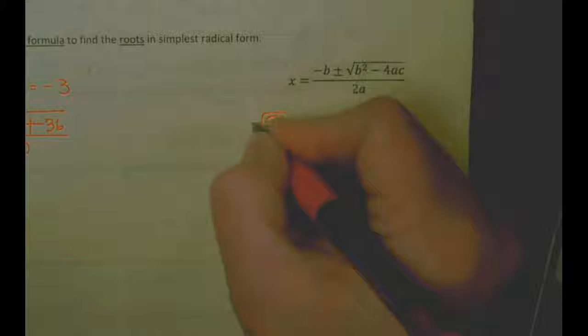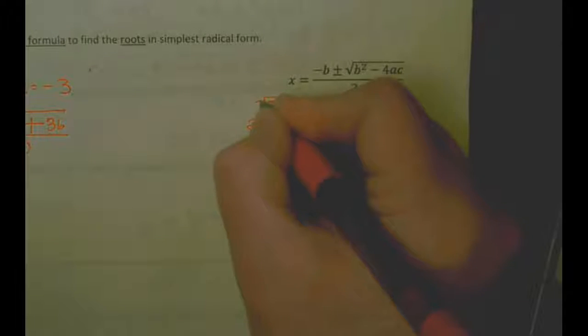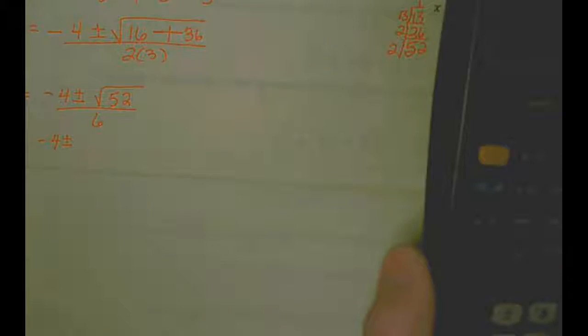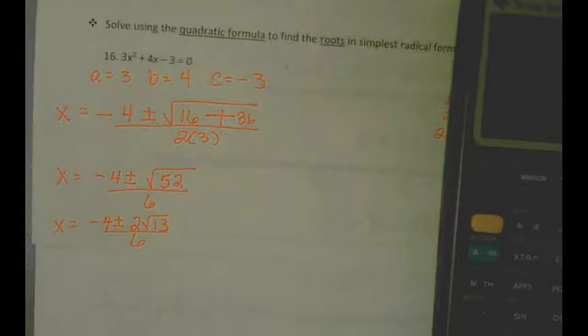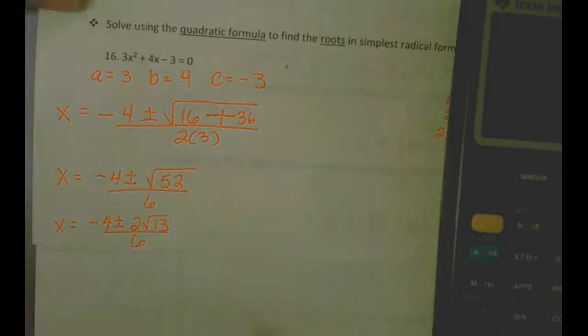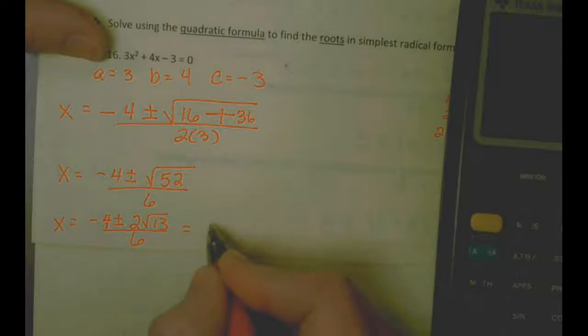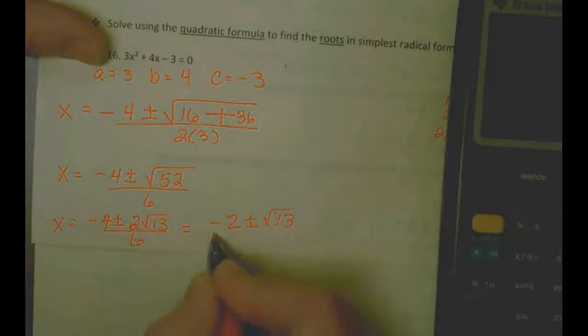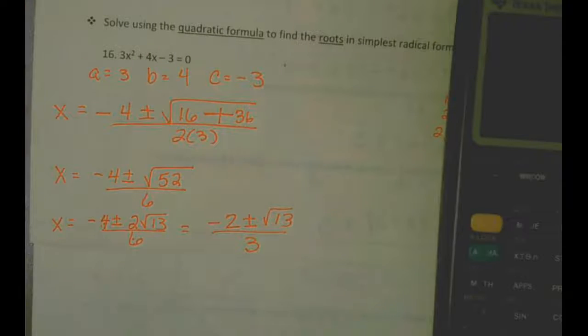We're going to go over here on the side and do a birthday cake for the 52. And so 52 is going to be minus 4 plus or minus a pair of 2's with a 13 left over. There's one final thing you can do. 4, 2, and 6 have a GCF of 2. Divide this by 2. Divide 2 by 2 and it cancels out. Divide 6 by 2. That is your final answer.